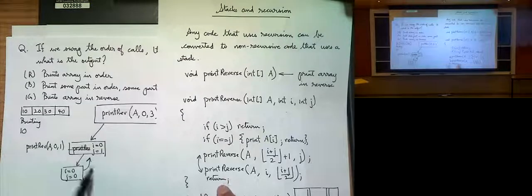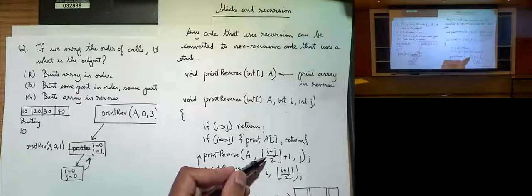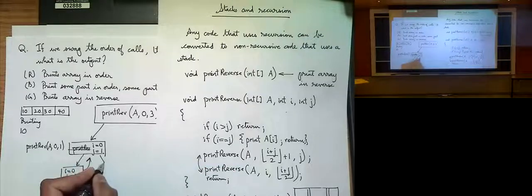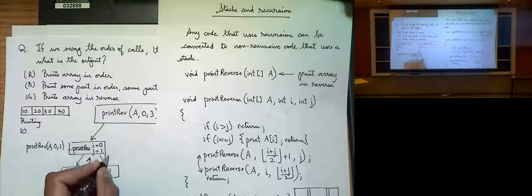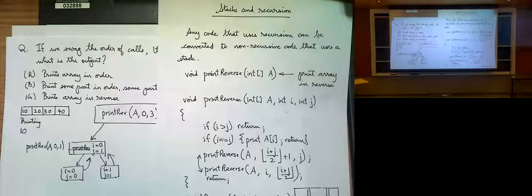Okay, so remember that when i is equal to 0 and j is equal to 1, it makes this call first. So 0, 0 is done. What is the next call? 1, 1. i is equal to 1, j is equal to 1. So what is it going to print now? 20. So you see that it's actually printing in order. This code is printing in order when you flip these.